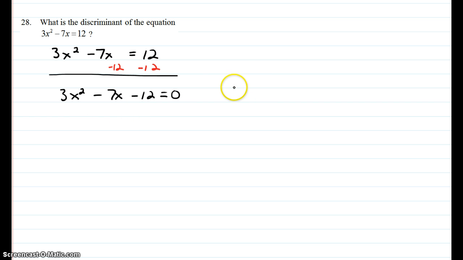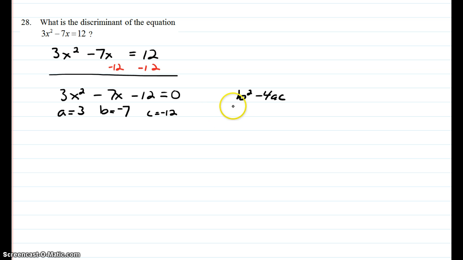And so the discriminant is b squared minus 4ac, so we need to know our a, b, and c values. So we have our a is 3, b is negative 7, and c is negative 12. So now we just substitute them in and evaluate it.